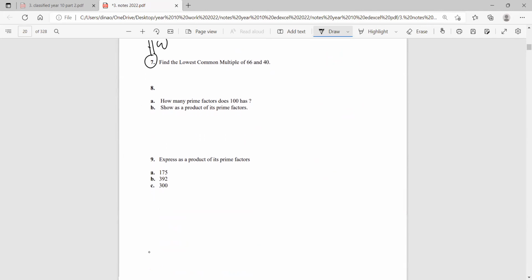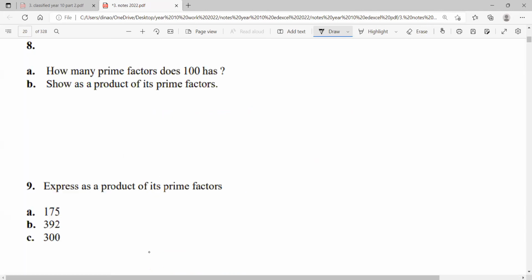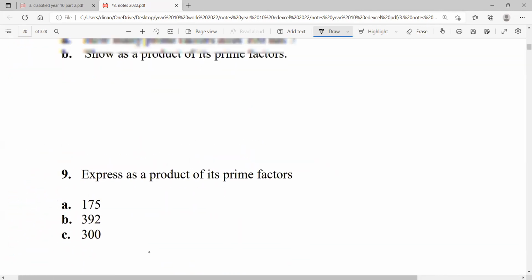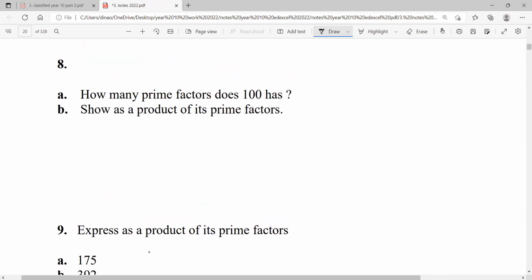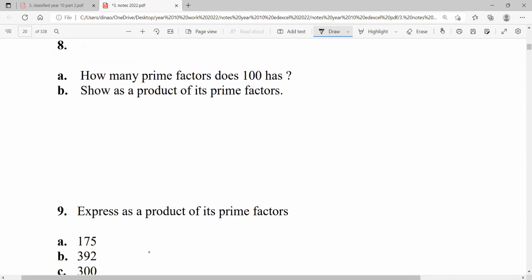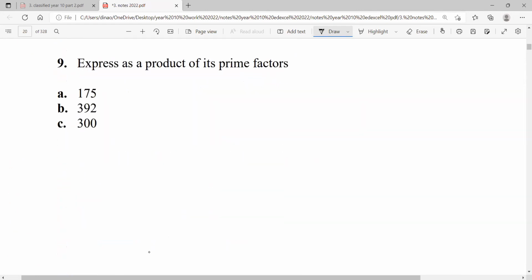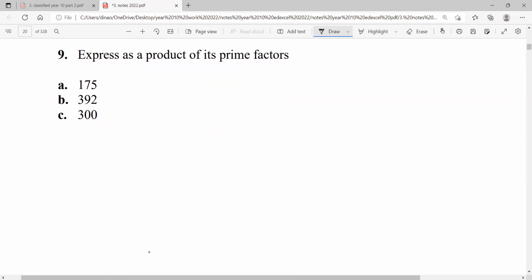Now we come to the second part of the topic, which is prime factoring. Our lesson is divided into 4 parts. This is the first part, which is HCF and LCM. The second part is this, which is prime factoring. Okay, we're going to solve question number 8. No, let's do question 9. Okay, question 8 and question number 9, which is writing a number as a product of its prime factors.